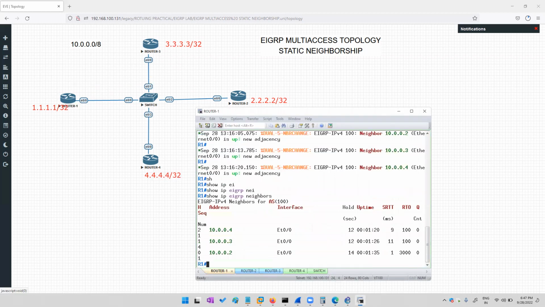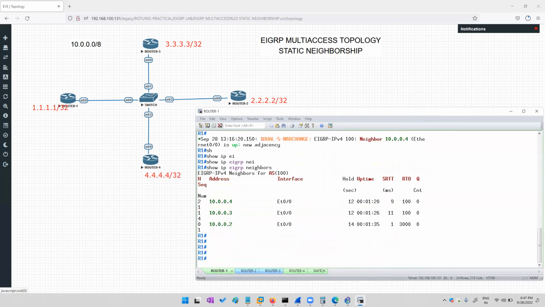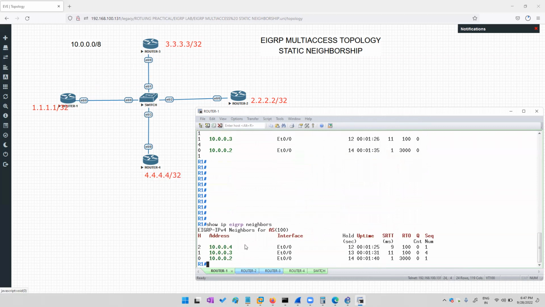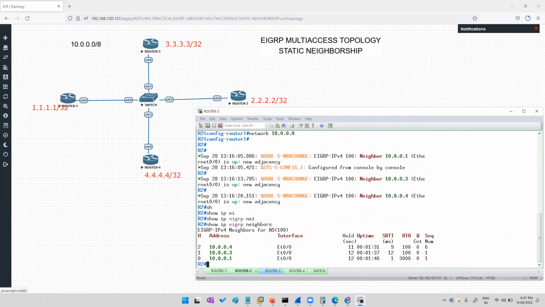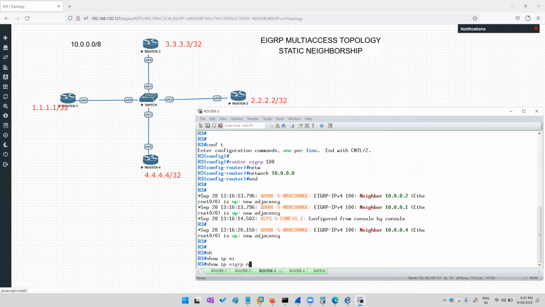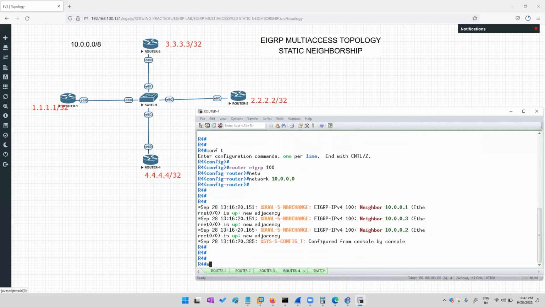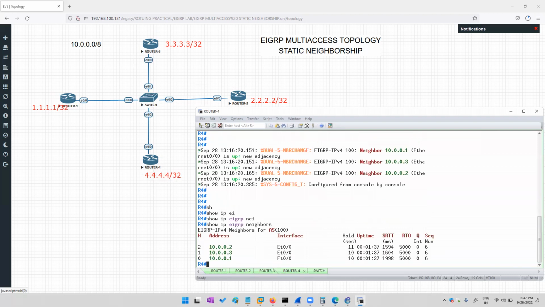Show IP EIGRP neighbor. So how many neighbors does R1 have? 3 neighbors. R2 also has 3. R3 also has 3. R4 also has 3. If I am sending updates, everyone exchanges them. So that means the update loop concept is available now.